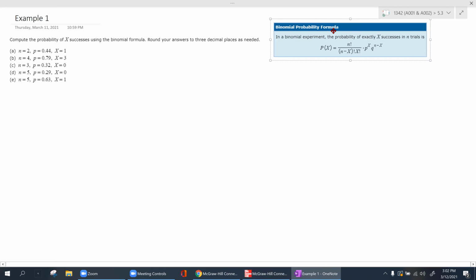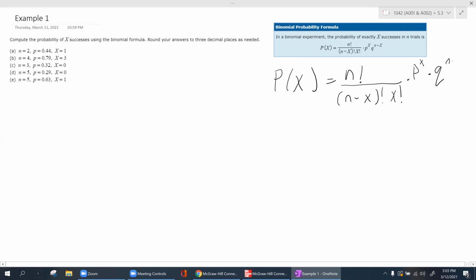So the binomial distribution formula we're going to be using in this section is here. In a binomial experiment, the probability of exactly X successes in N trials is given by that formula right here: P of X is equal to N factorial over N minus X factorial times X factorial, times P raised to the X, times Q raised to the N minus X. It's quite a lot. So let's go ahead and dissect all of that.